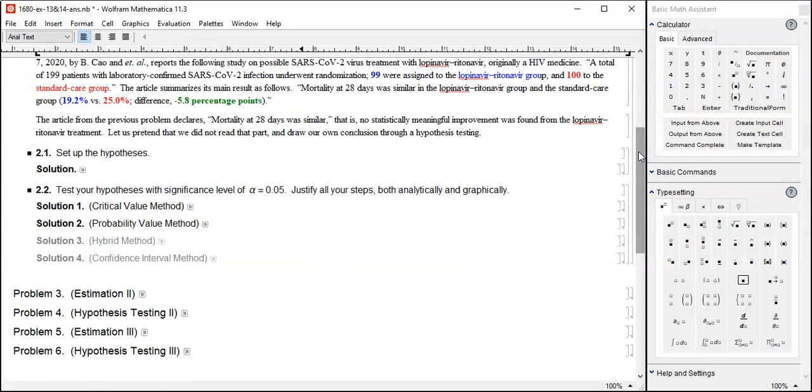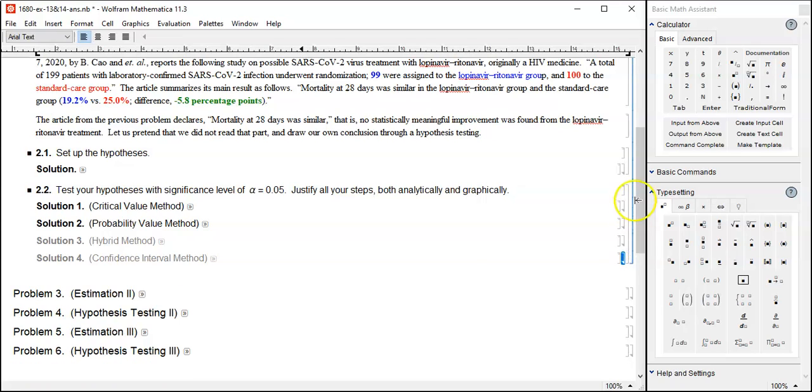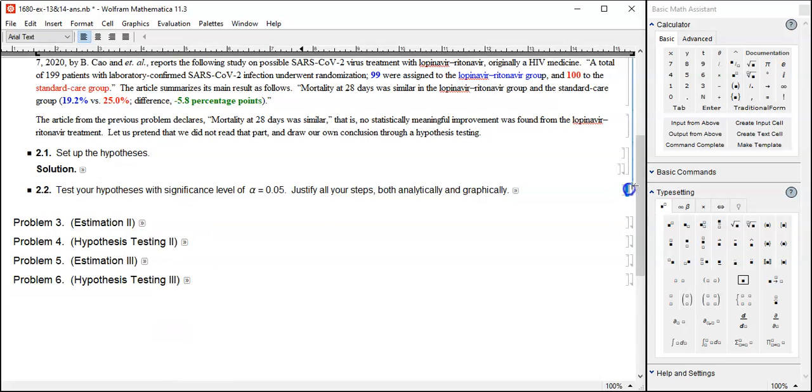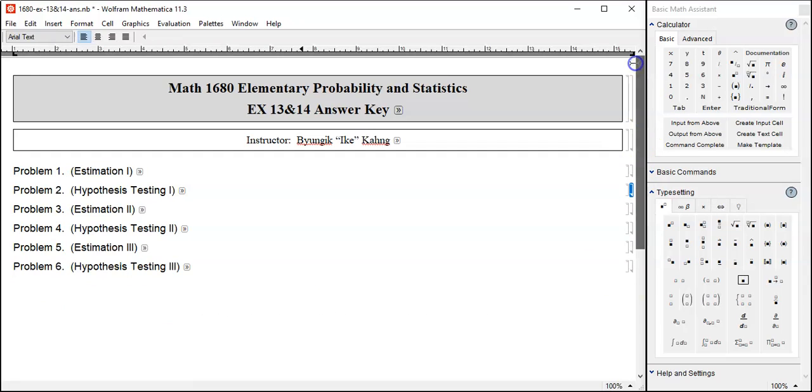Okay, all right. So much for the hybrid method, and let's take a little bit of time to do the confidence interval method. Okay, all right. The confidence interval method does not apply to proportion. Oh, that's right. For means, you can calculate a confidence interval, a one-sided confidence interval, and get a confidence bound, and then compare that. You can do that, but for proportions, it doesn't apply. Okay, that concludes all methods, and that concludes problems 1 and 2.